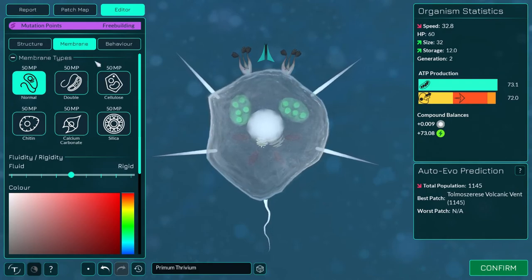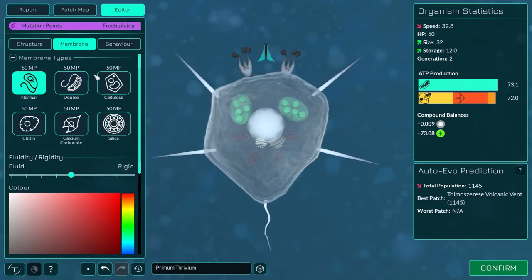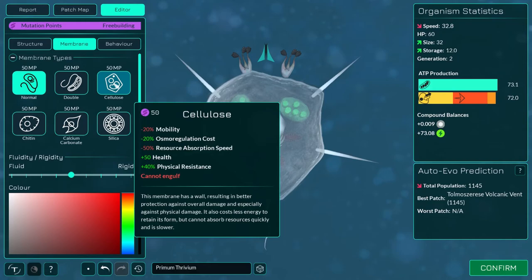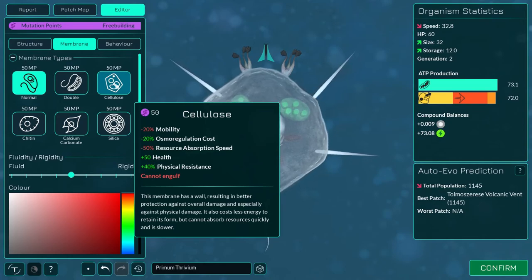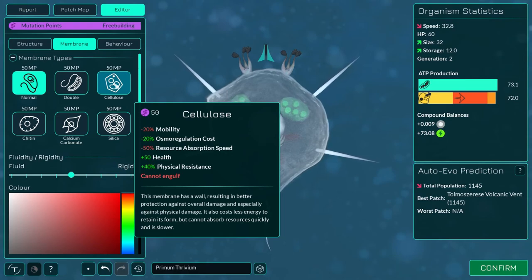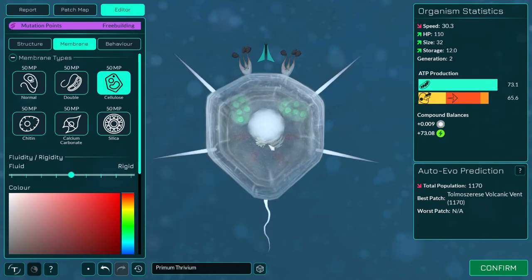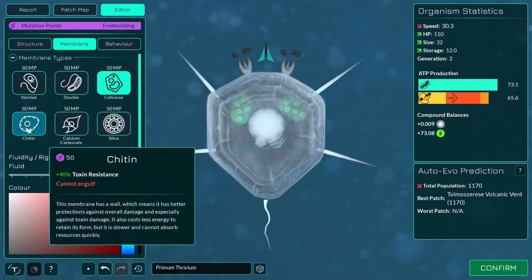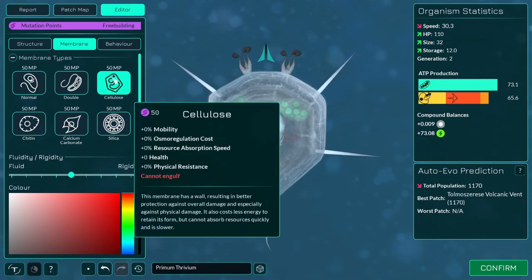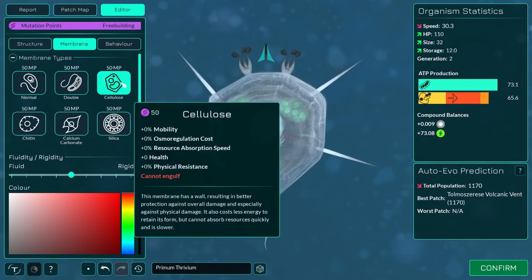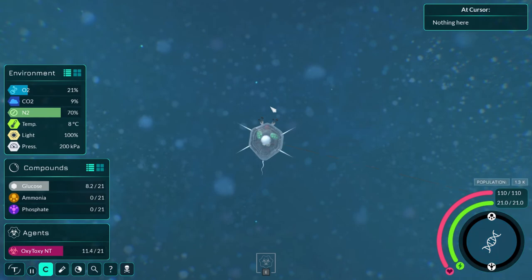Something else to consider if you are doing a plant build is the membrane that you're choosing. A cellulose membrane can go a very far way. It decreases your mobility, and it does decrease your resource absorption speed. It has the huge drawback of not allowing you to engulf other cells, effectively ending any strategy that involves predation, but it gives you minus 20% osmoregulation cost, plus 50 health, which is immense, and plus 40% physical resistance. It can be very useful for making your cell into just a tank. And you can use any of these other membranes here. I just like cellulose because it just feels right when you're doing a plant cell because, well, it's basically how real plant cells are.